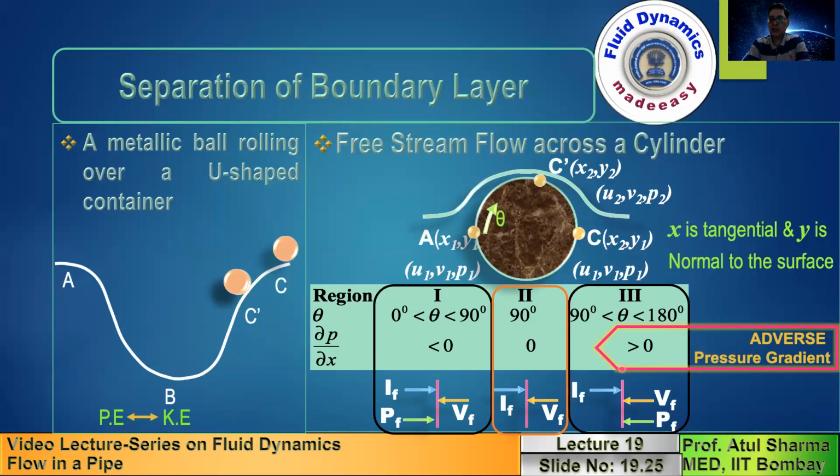So between 90 to 180 degrees, when you have a dp by dx greater than 0, where you have a diverging streamline, you find that you have an adverse pressure gradient. And here it's likely for the flow to get separated depending on how much adverse the pressure gradient is, and also upon what is the inertia of the flow near the wall.